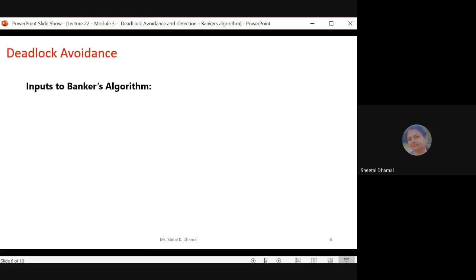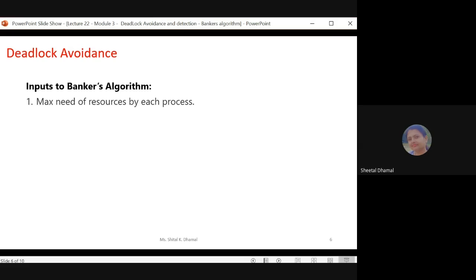Now, for executing the banker's algorithm, what are the necessary inputs required? You have to feed data to the banker's algorithm, depending on which it will decide whether it is the safe state or unsafe state.